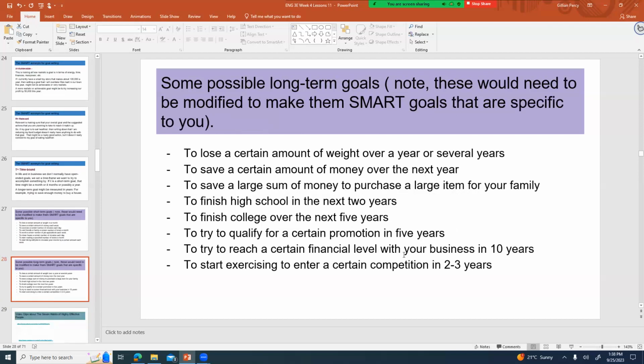And then we have longer term goals. A lot of times to achieve a longer term goal, you're going to need to set some smaller goals to get there. And these all would need to be modified to suit you, okay? They're not specific enough to count as a SMART goal. You would have to change them a bit. To lose a certain amount of weight over a year or several years. To save a certain amount of money over the next year. To save a large sum of money to purchase a large item for your family, like a truck or a skidoo. To finish high school in the next 2 years.